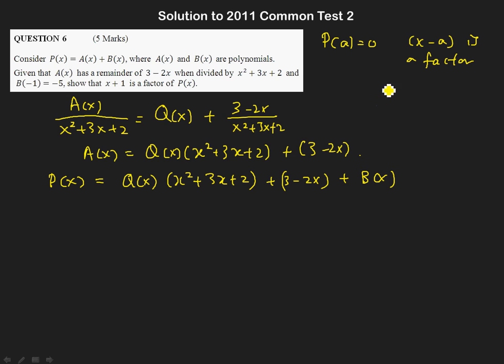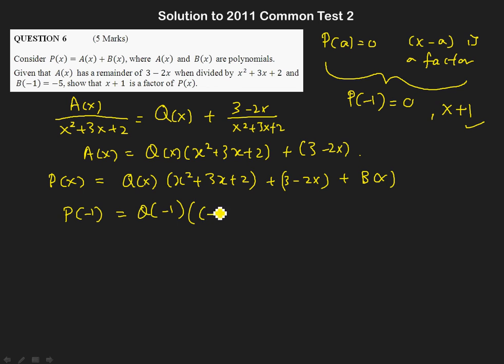So we're going to use this theorem to help us show that x plus 1 is a factor. So assume that a is -1. If we can show that P(-1) is 0, then we can conclude that x plus 1 is a factor of P(x). And so what we need to do is just do this. Again, we don't know what Q(x) is, doesn't really matter.